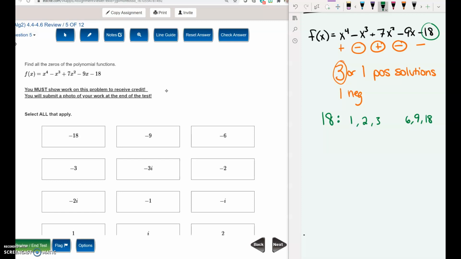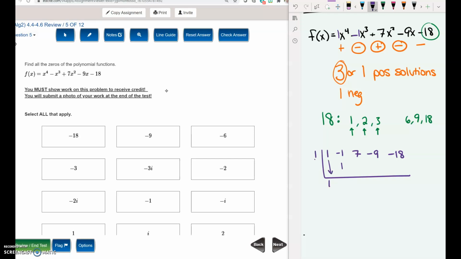You are guaranteed positive and negative solutions, and since I'm guaranteed like potentially 3 positive solutions, but definitely 1 positive solution, I prefer to test the positives if I can. So I'm going to start by testing positive 1, and then positive 2, and if I have to, positive 3, and then we'll see where we're at. When you're testing, you're using synthetic division. So we are doing 1x to the fourth, negative 1x to the third, 7x squared, negative 9x, and negative 18. You're taking the coefficients in front of each of those terms. I'm going to test positive 1 first.